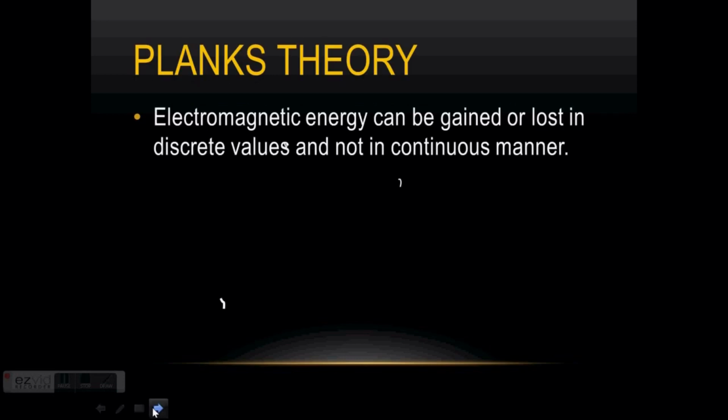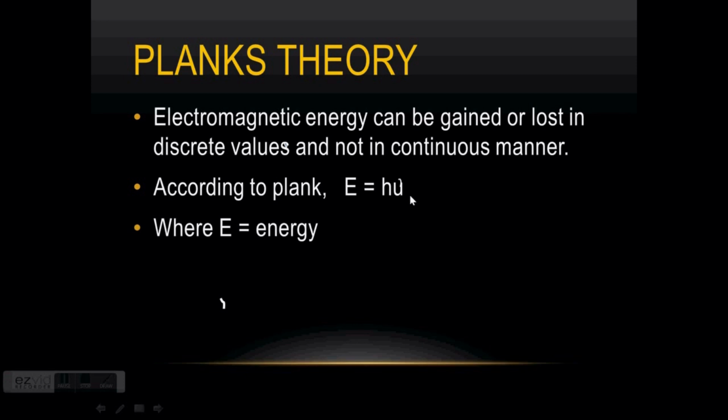Let's go for Planck's theory. According to Planck, electromagnetic energy can be gained or lost in discrete values and not in a continuous manner. It means according to Planck, the energy emitted is equal to an integral multiple of hν. This theory can be represented by the equation E = hν, where E is energy, h is Planck's constant and ν is frequency.